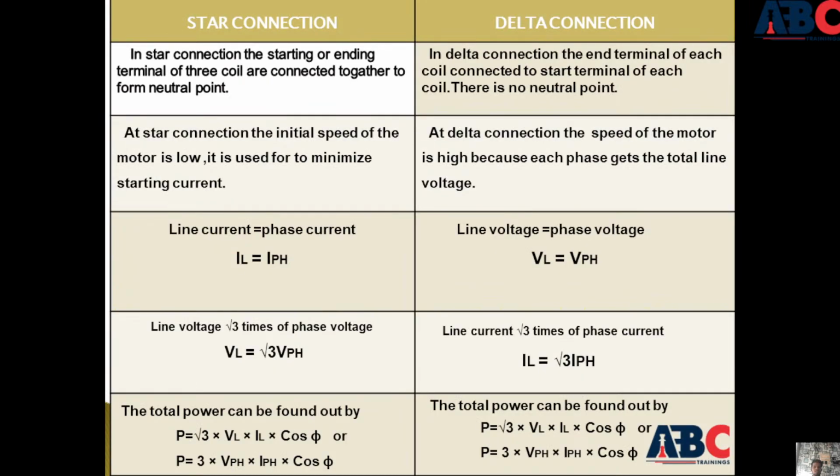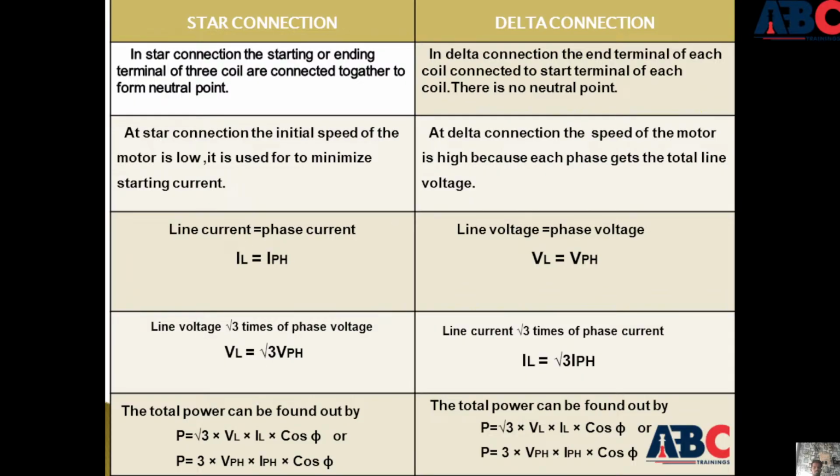Star connection or delta connection difference. In star connection, the starting or ending terminals of the three coils are connected together to form a neutral point. In delta connection, the end terminal of each coil is connected to the start terminal of the next coil. There is no neutral point. In star connection, the initial speed of the motor is low. It is used to minimize starting current.